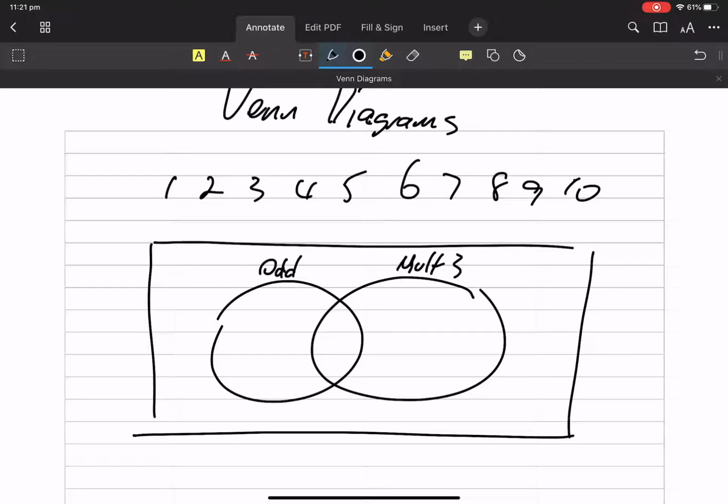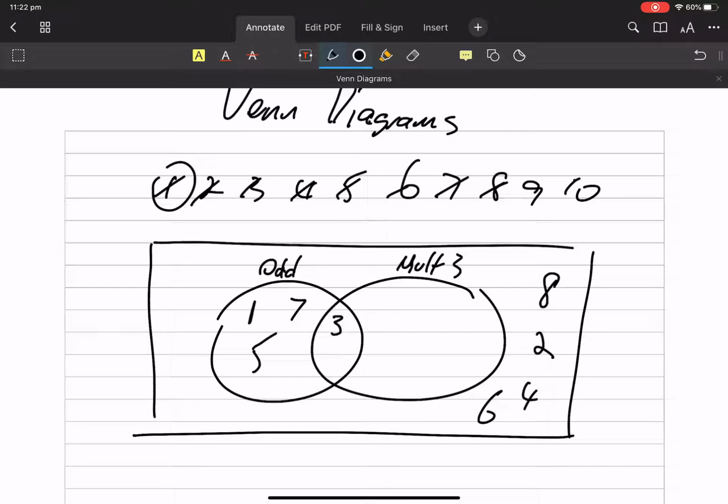Okay, so we're going to put these numbers in the circles that they need. So the number 1 is odd. The number 2, well, it's not odd and it's not a multiple of 3, so it's outside. So there's the 1, there's the 2. 3 is actually odd and a multiple of 3. 4 is not odd or a multiple of 3. 5 is odd. 6 is nothing. 7 is odd. 8 is out.